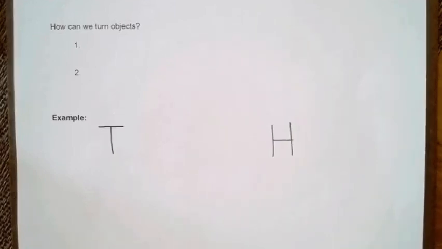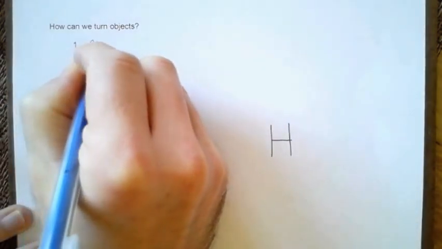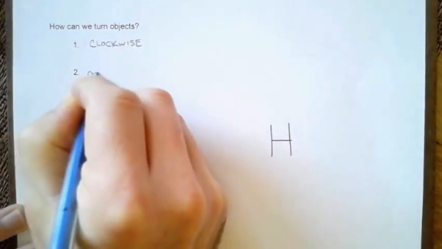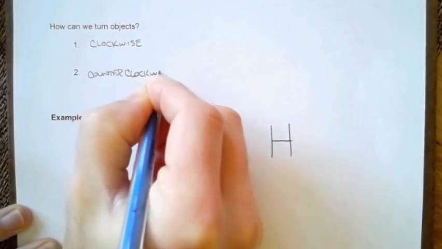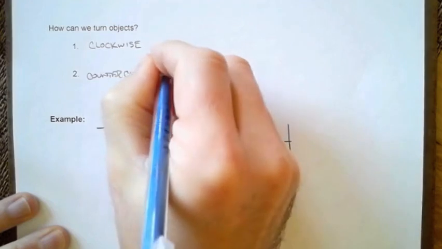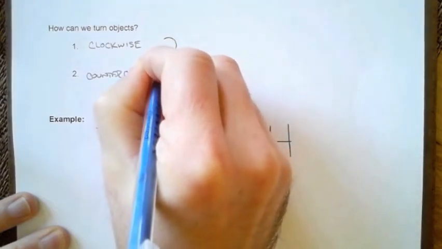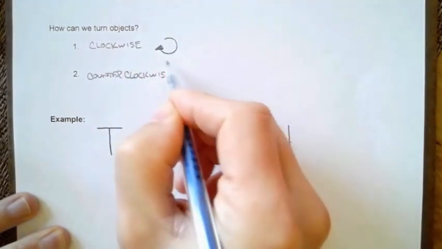When we turn or rotate our objects, we can do that two different ways. We can either do a clockwise rotation or we can do a counterclockwise rotation. A clockwise rotation is called clockwise because it would move in the same direction as the hands on a clock would. So something like that. It would move in this direction.